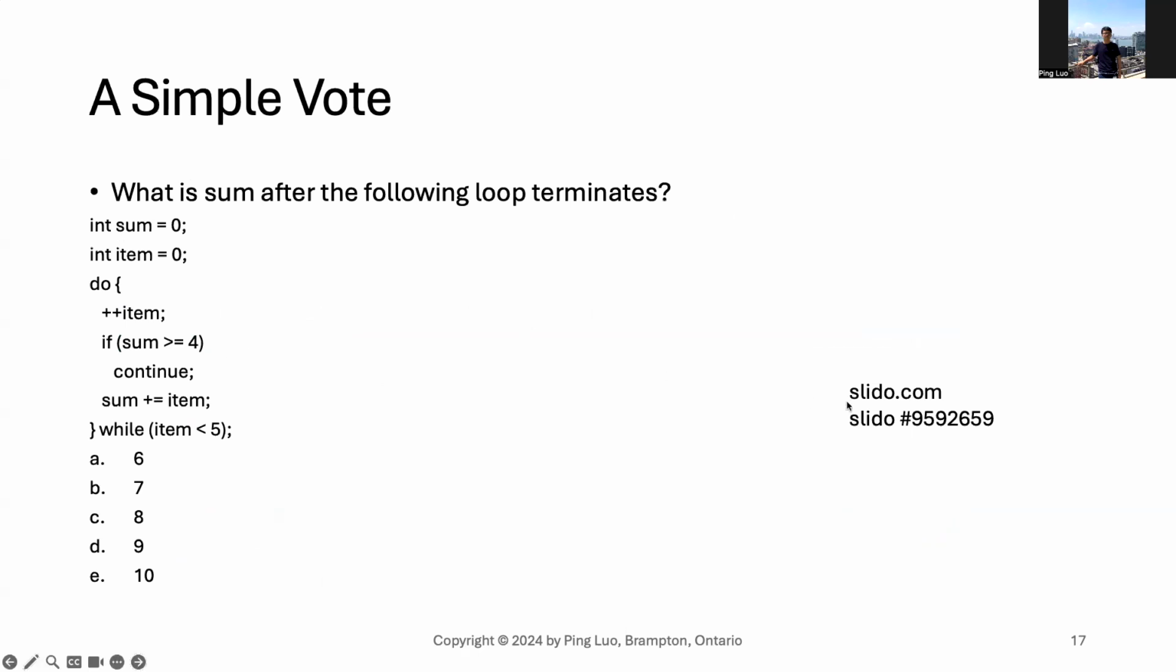So this is a simple test. What do you think sum is after the following piece of code? At the beginning, sum is 0, and we use a do while statement and add something to atom. If this condition is met, we continue, and otherwise we add atom to sum. So what do you think this program will output? This could be a question in your midterm exam. I mean, the midterm exam will consist of questions similar to this one.